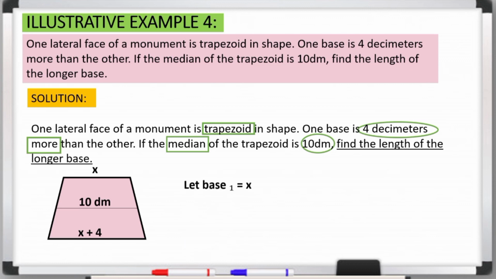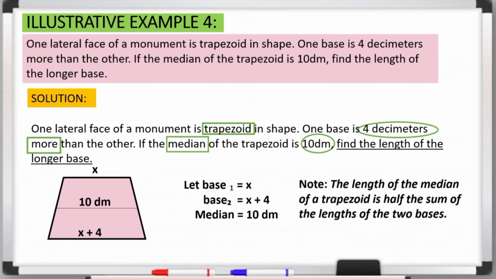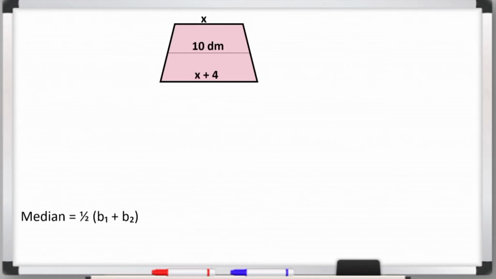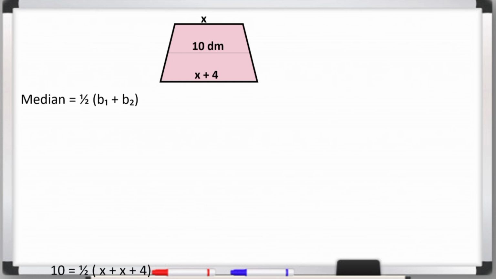Let base 1 equal x, base 2 equal x plus 4. Median equals 10 decimeters. Note, the length of the median of a trapezoid is half the sum of the lengths of the two bases. So median equals 1/2 quantity base 1 plus base 2. 10 equals 1/2, base 1 is x, then base 2 is x plus 4. So 10 equals 1/2, x plus x is 2x plus 4.